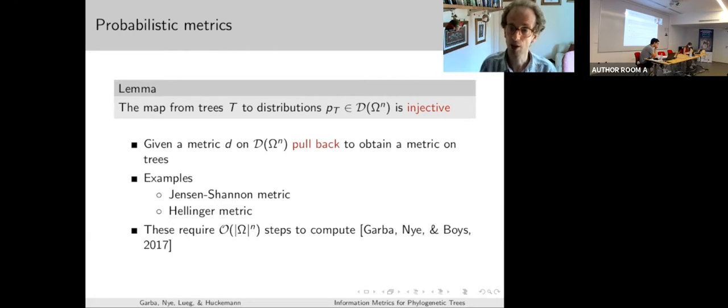Now, for a certain class of Markov process, it can be shown that the map from tree to distribution is injective. So then, given a metric on distributions, we can pull that back to give us a metric between trees. So for example, we might take the Jensen-Shannon metric or the Hellinger metric between distributions. We pull those back to give us metrics between trees. Just as a slight aside, an issue with this is that they're very computationally expensive to compute because they involve a sum over a very large space.